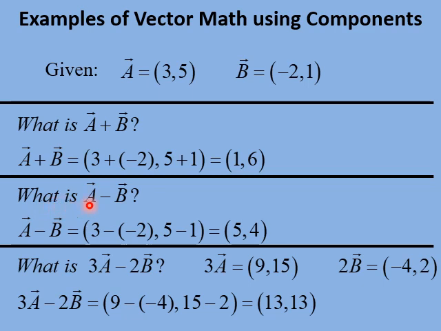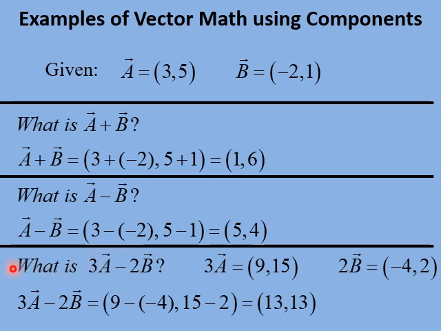Let's do subtraction. What is vector A minus vector B? For A minus B, all we do is subtract the components. So I have 3, and I have to subtract -2. So notice 3 minus -2, these two negative signs or minus signs cancel each other. So I end up with 3 plus 2, which is 5. And then for the y components, I have to subtract them. I have 5 minus 1, which gives me 4. So here is the vector subtraction, A minus B. The components are 5, 4.